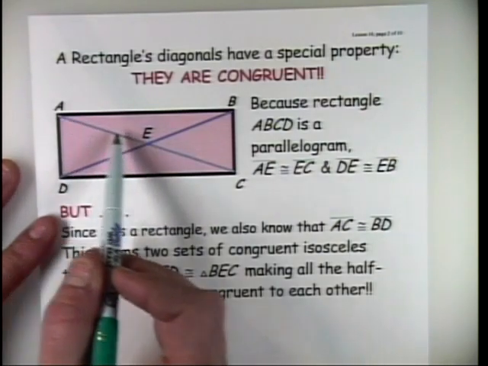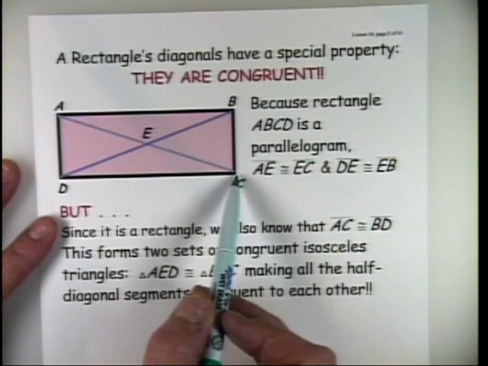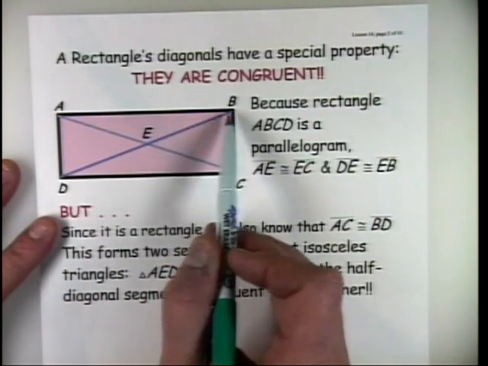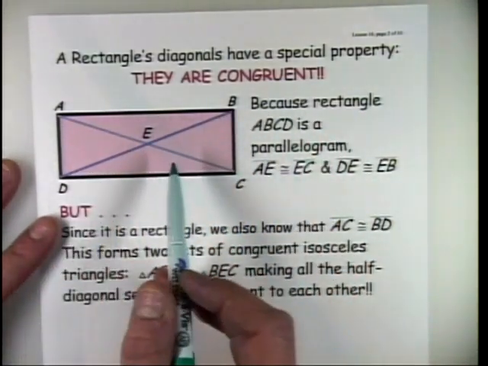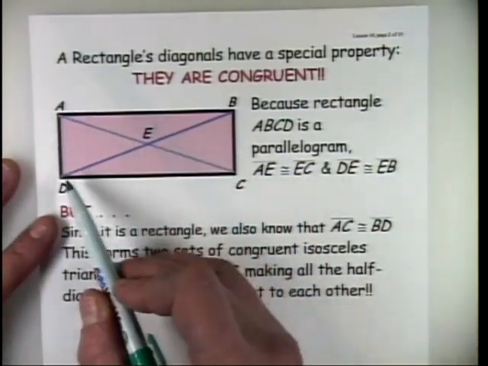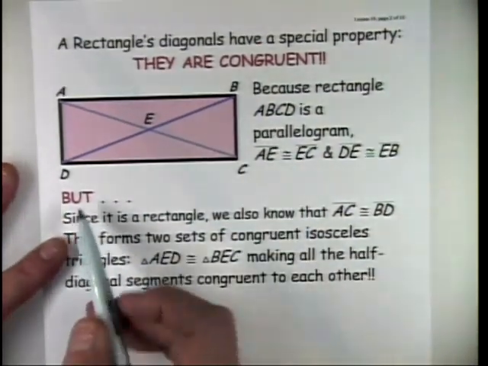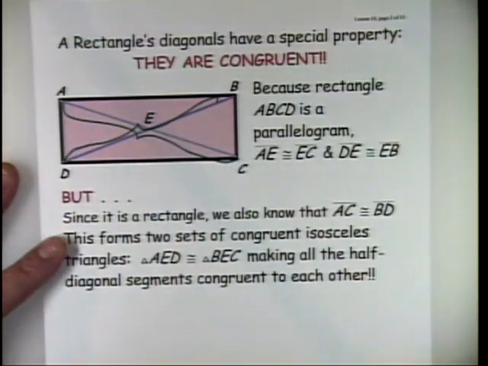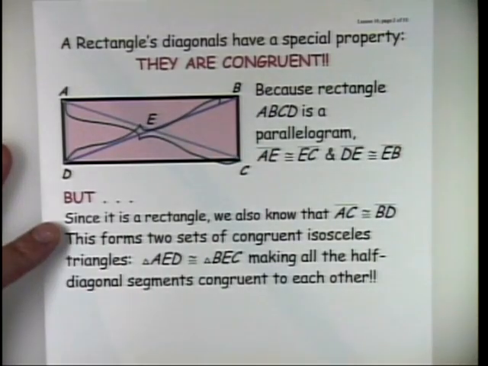So we know that segment AE is congruent to segment EC. They have the same measure, and segment DE has the same measure as segment EB. But in a rectangle, we know that the actual diagonals are the same length. So we know that AC is congruent to DB. They have the exact same length, and they bisect each other because it's a parallelogram.